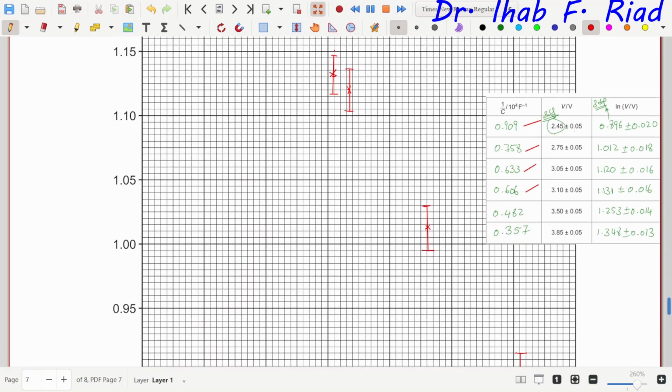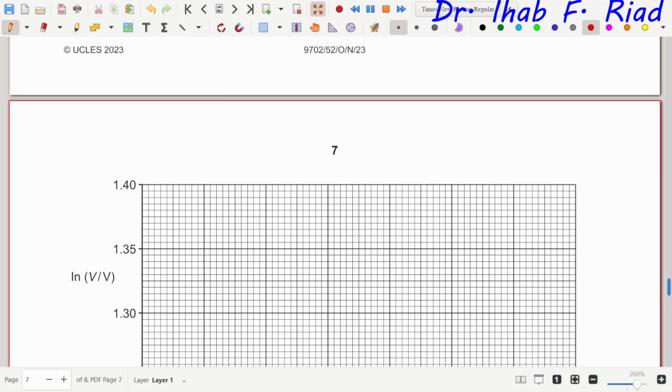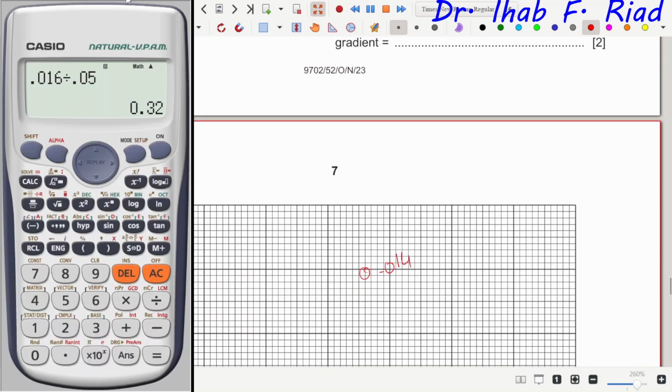Okay. The error bar is 0.014 divided by 0.05. This is almost 3. So 0.014 divided by 0.05 gives 0.28.